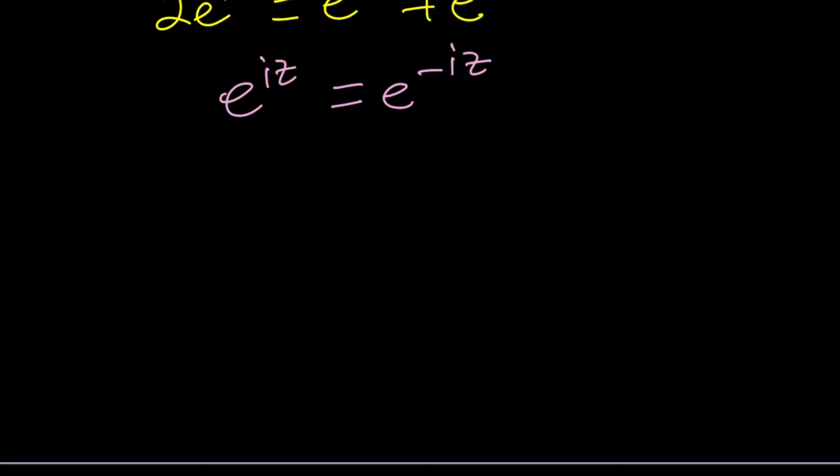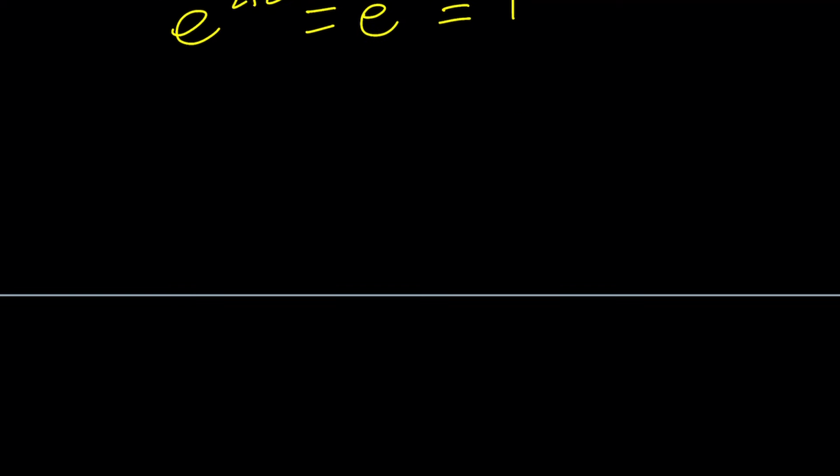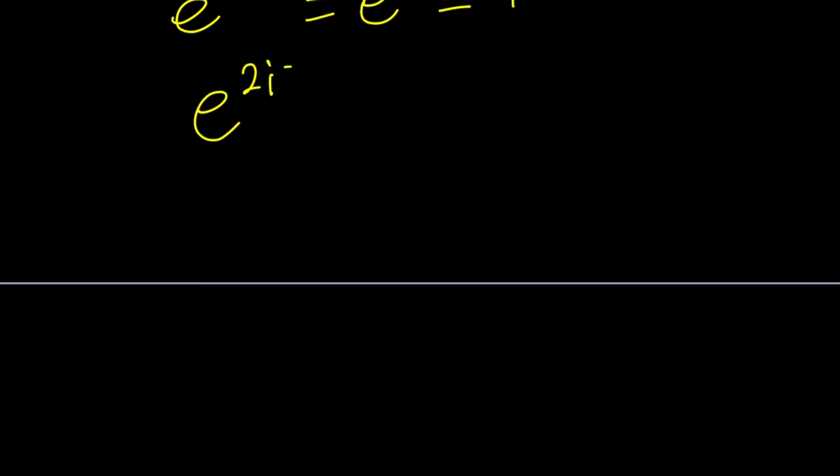So one thing we can do is multiply both sides by e to the iz to get rid of the e to the negative iz on the right hand side. This is going to give me e to the 2iz, iz plus iz, equals e to the power 0, which is 1. Awesome. Because these are reciprocals, right? Again, we're going to talk about this a little bit later. So we got the following equation. Let's rewrite it. e to the 2iz equals 1.